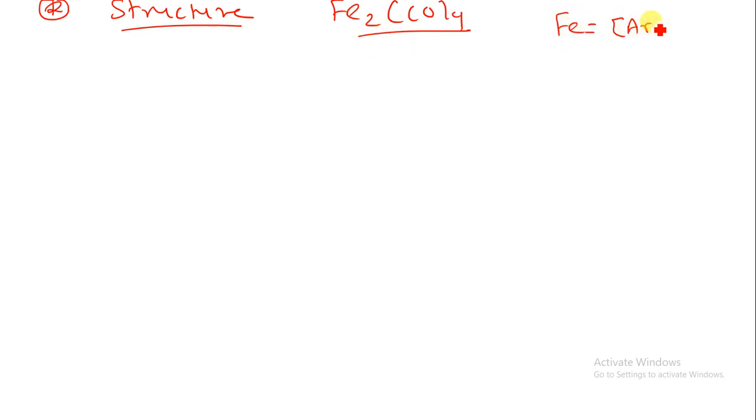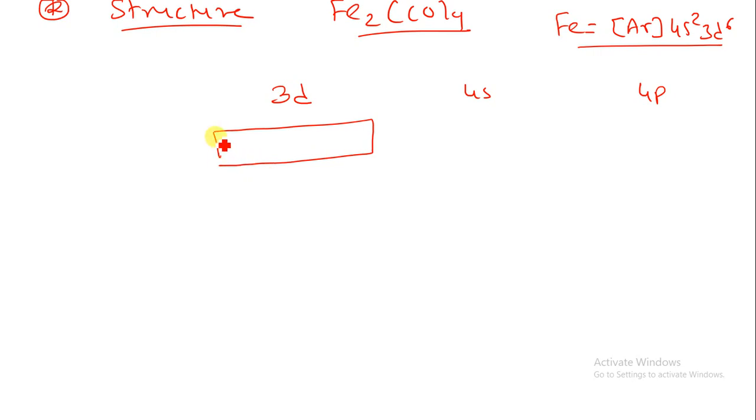So now Fe, which has the structure 4s2 3d6. Let us write down the orbital formation over here. Let us write 3d, 4s and 4p. Now I am drawing the 3d orbitals, 1, 2, 3, 4 and 5, then 4s, and 4p, 1, 2 and 3.